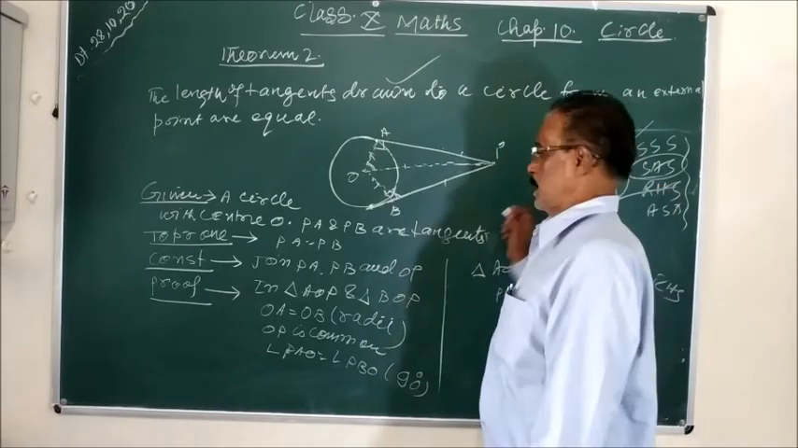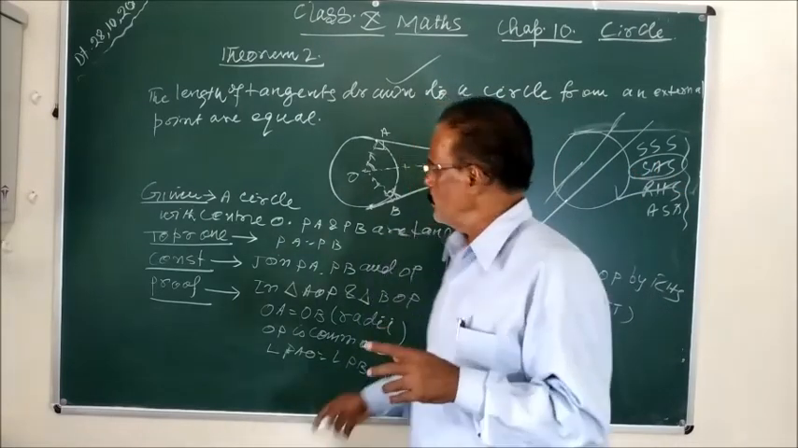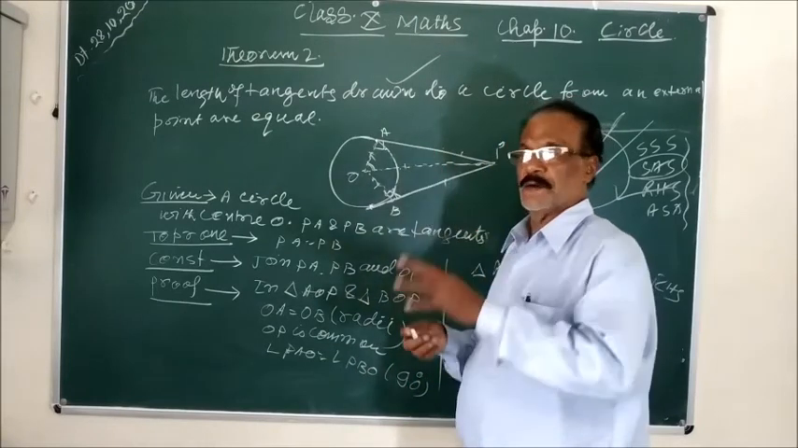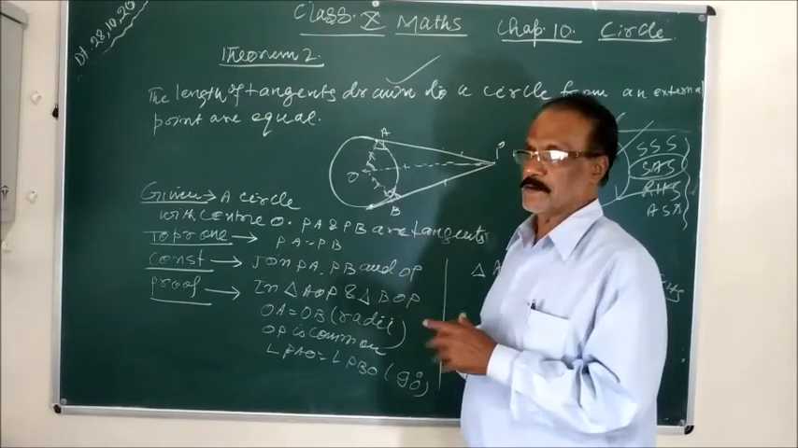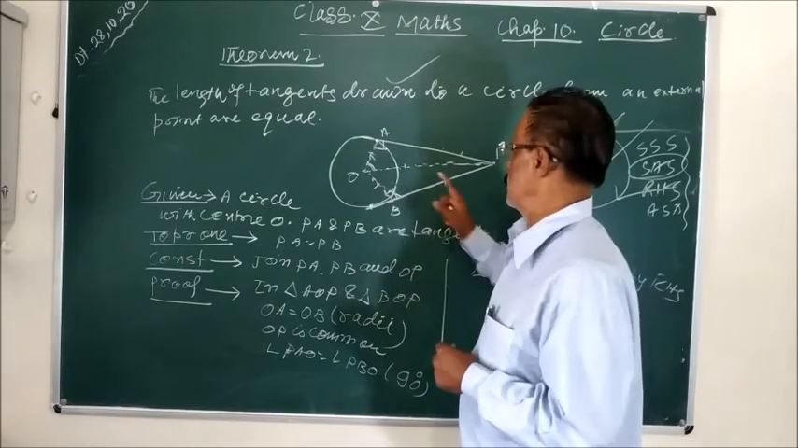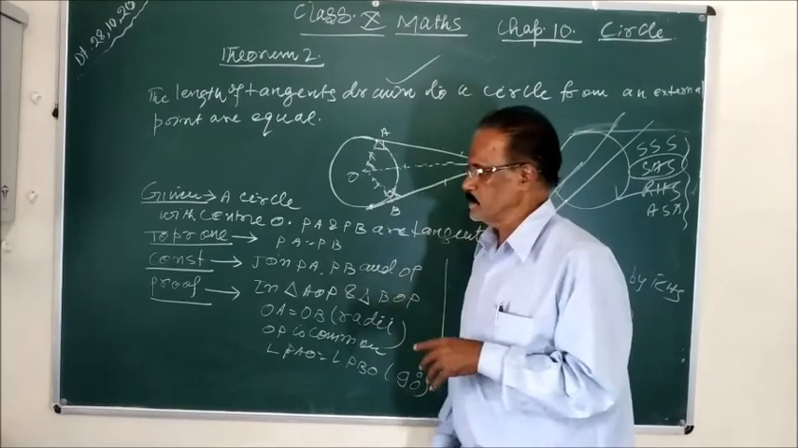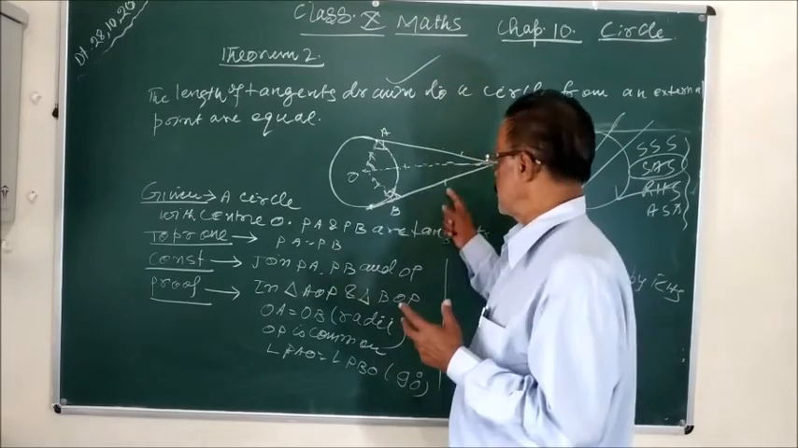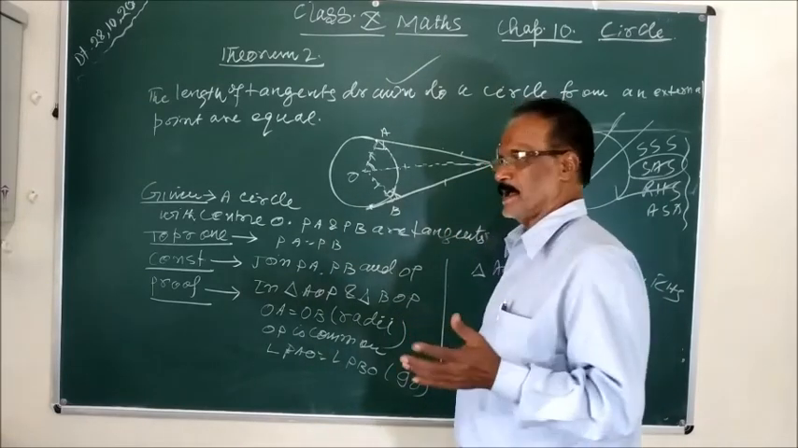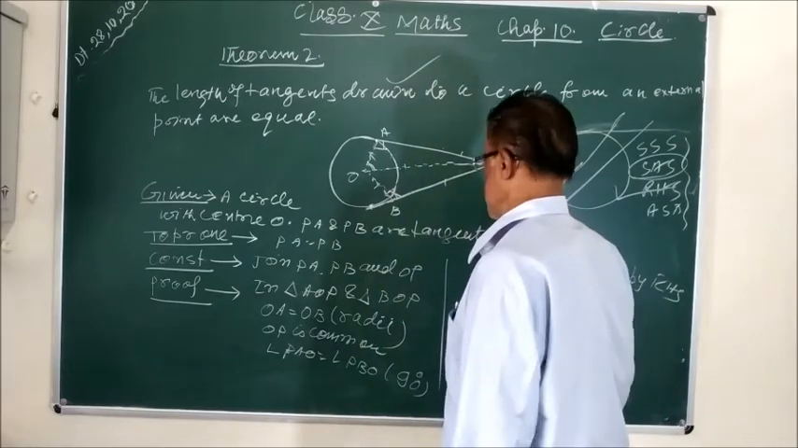Here you should be very careful. You will not write SAS. SAS means 2 sides and 1 angle, but it is not the included angle here. So we cannot say these are congruent by SAS. These are congruent, but by the RHS theorem. And if triangles are congruent, corresponding parts of congruent triangles are equal, you know very well. By CPCT, PA is equal to PB.